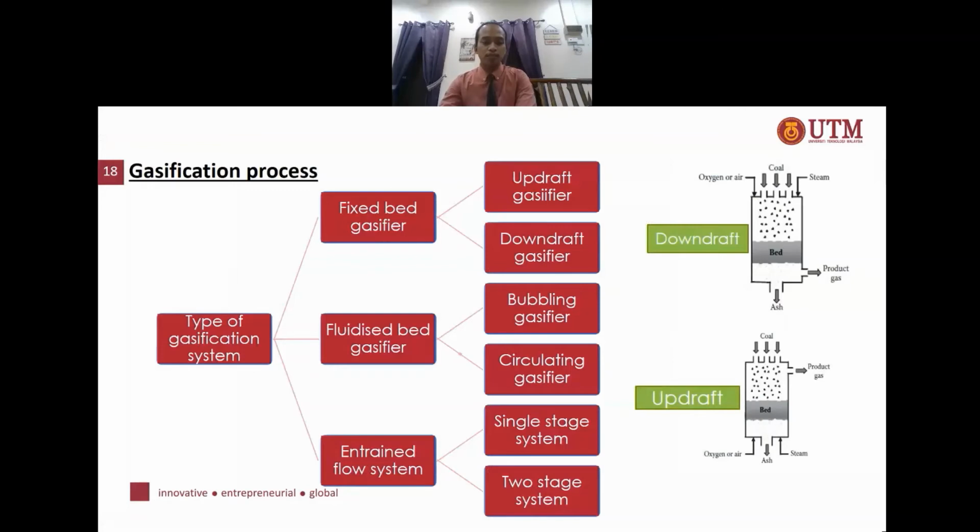Gasification process. In the gasification system, we'll have 3 types of gasifier: fixed bed, fluidized bed, and entrained flow. Fixed bed will have two types more: updraft gasifier and downdraft gasifier. Fluidized bed gasifier will have bubbling gasifier and circulating gasifier. Entrained flow system will have single stage and two-stage systems.